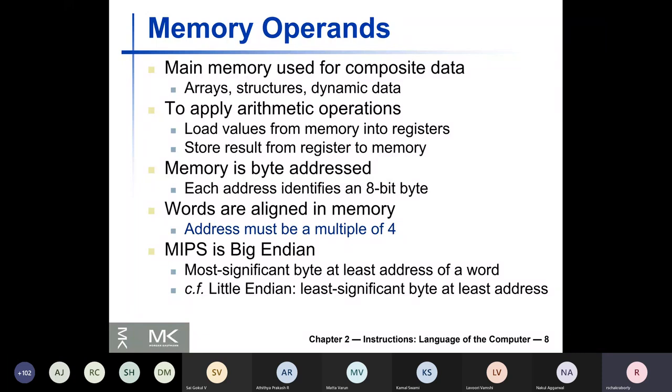Now, does it mean that we do not need memory because arithmetic operations work on these registers? No, we still need memory. They are useful for storing composite data like arrays, structures, dynamically allocated data, etc. Now, to apply the arithmetic operations, unfortunately, they cannot directly work on memory. Your memory is on a different chip.